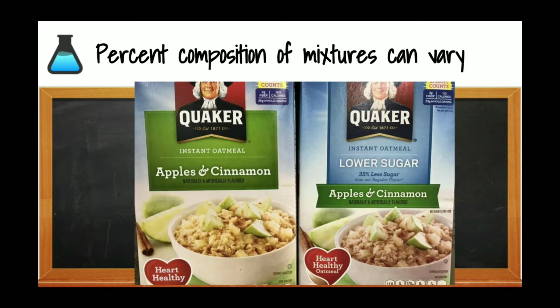Another good example of a mixture whose composition varies can be seen in these oatmeals. Both of these oatmeals contain a mixture of apples and cinnamon and oatmeal, but the oatmeal to the left has a higher percentage of sugar than the oatmeal to the right, but they are still mixtures of oatmeal.